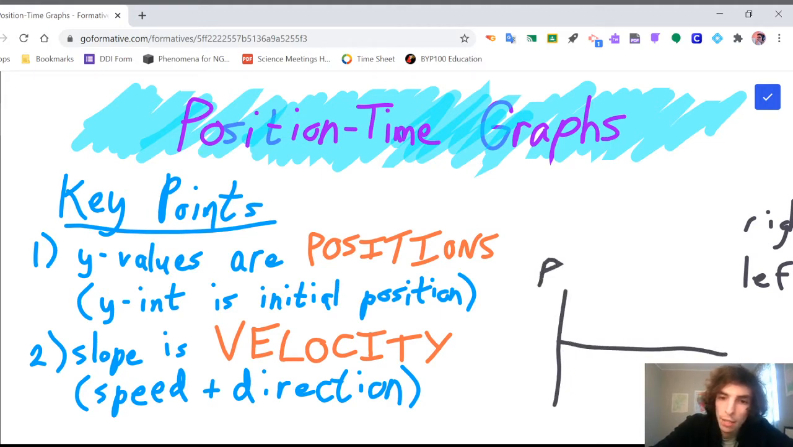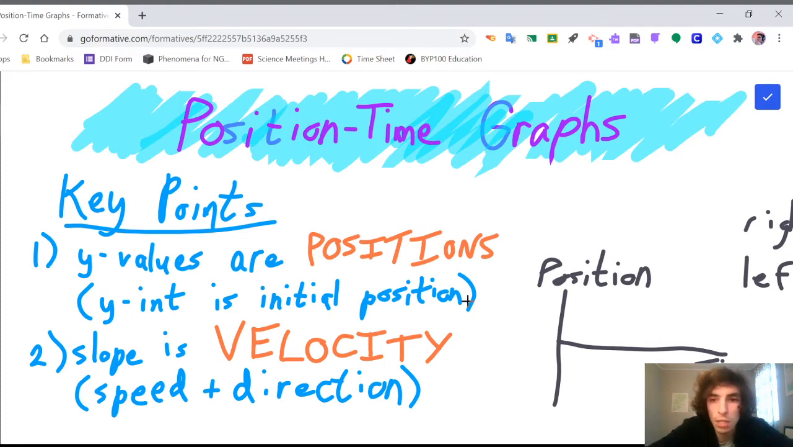On our y-axis, we have position, which is just where something or someone is relative to some zero. I'll talk about defining zero in these problems in a second. But on the x-axis, that's where our time is. And since position is on the y-axis of these position time graphs, all of these y values are positions. And we'll look at a specific example of that in a second.